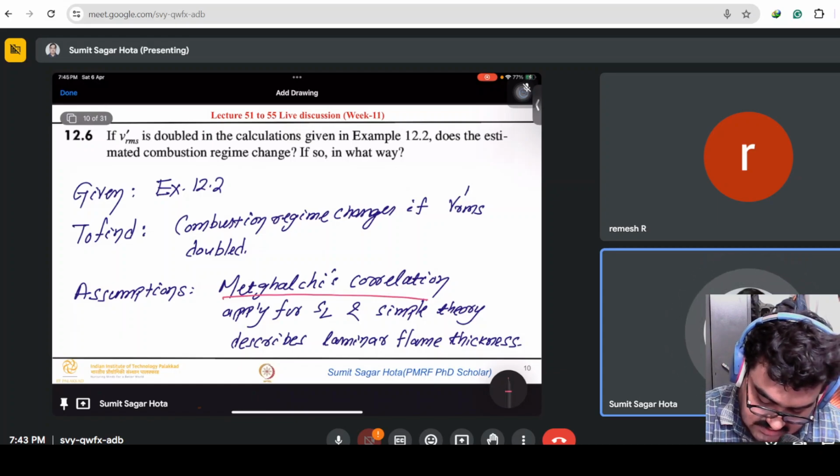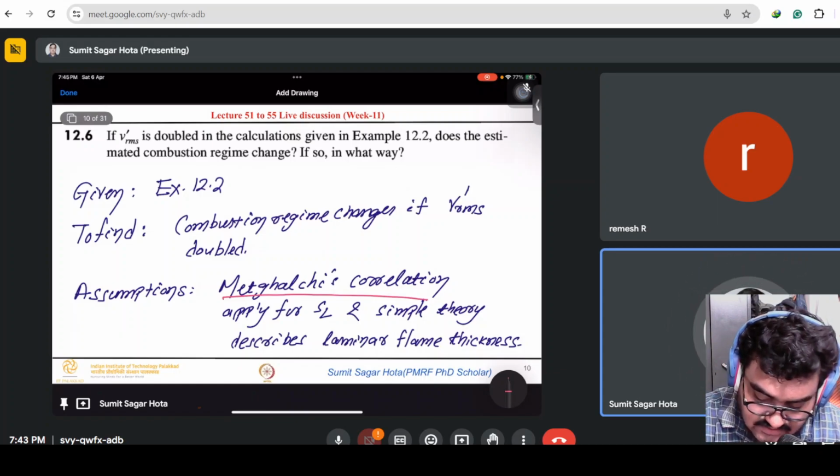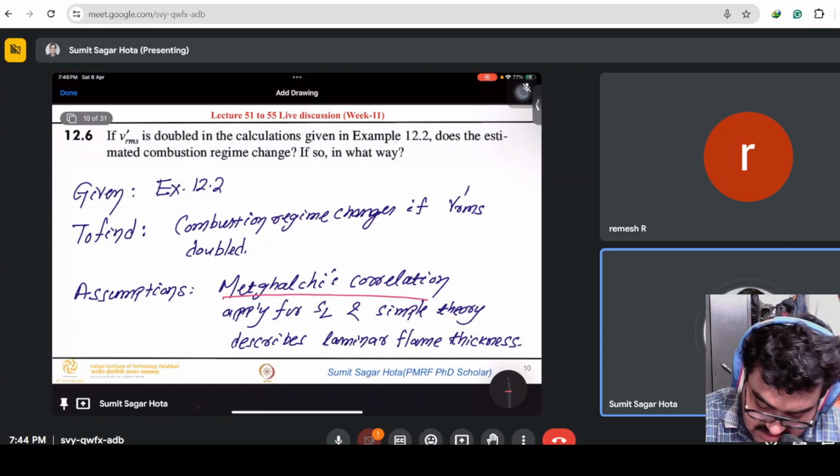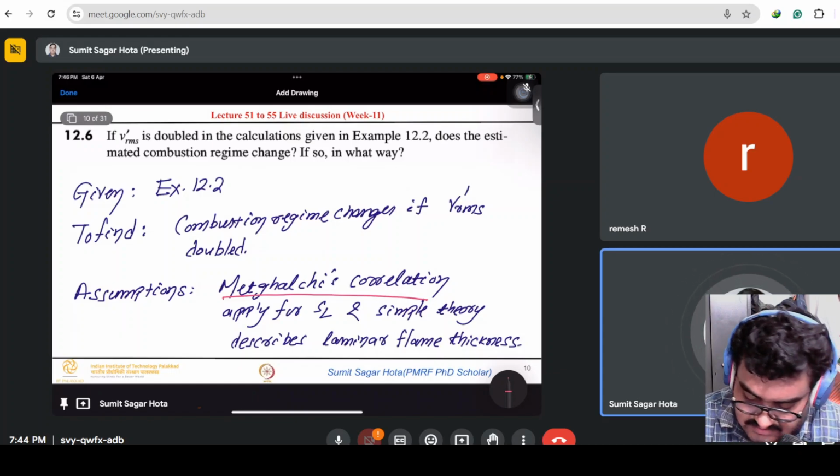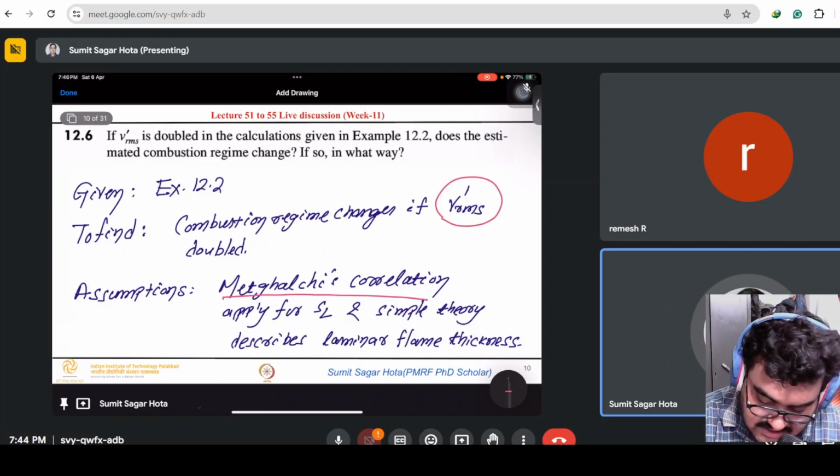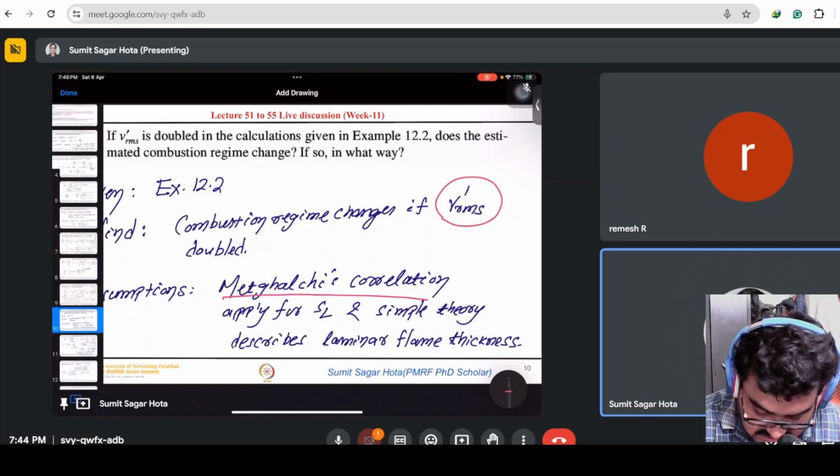We apply the correlation when you check whether VRMS prime has any effect or not on the combustion regime. For that case only we apply the Nethel correlation, and to check for VRMS prime, the Nethel correlations are applied.